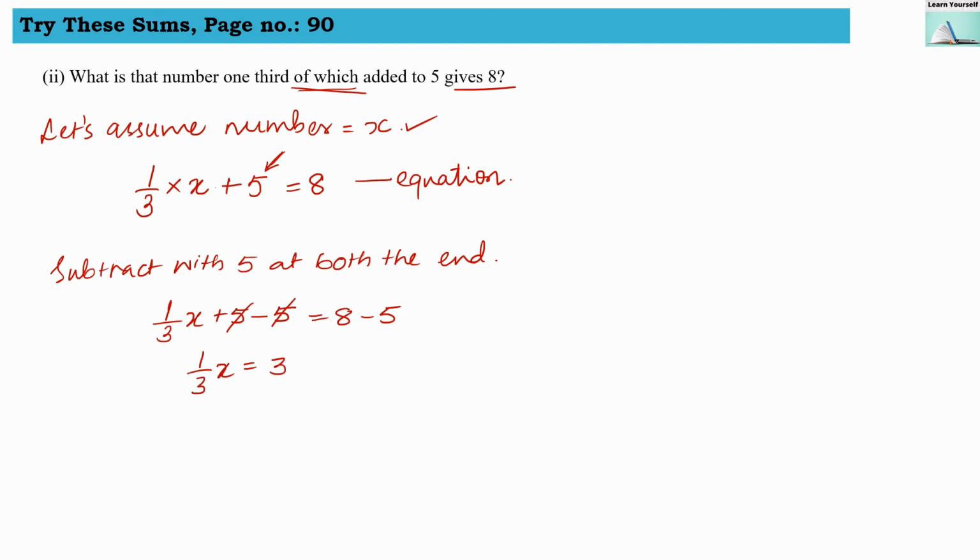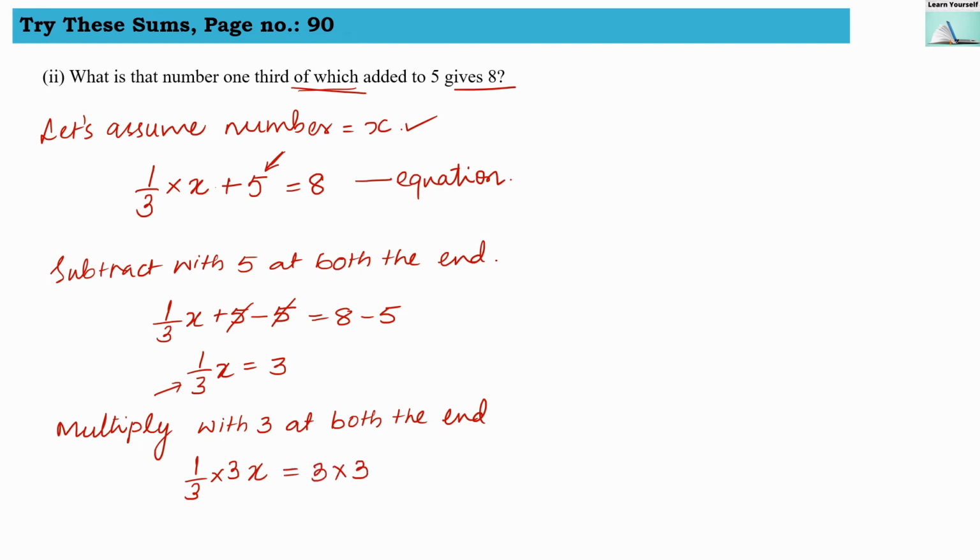Now we have to remove this 1/3. So 3 is in division. So we have to multiply with 3. So in second step, multiply with 3 at both the end and we will get the solution for the x. So 1/3 is there. We are going to multiply with 3. x equals to 3 into 3. So this 3 and this 3 will get cancelled. We will get x equals to 9. Now this is our number. That 9 is our number and this is our answer. That we have found out the number.